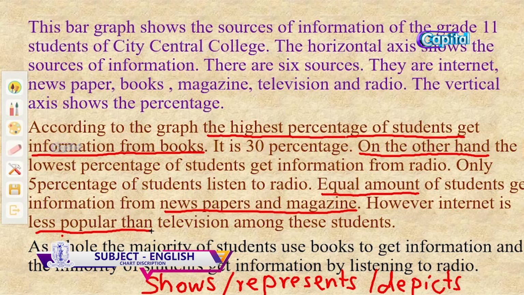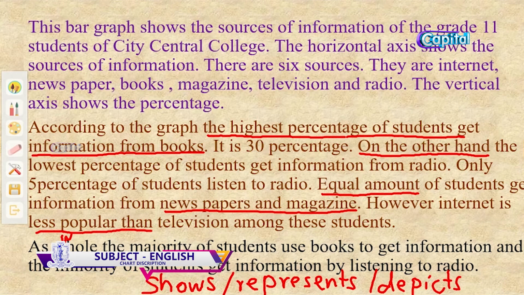As a whole, the majority of students use books to get information, and the minority of students get information by listening to radio. This is the conclusion drawn from the bar chart.